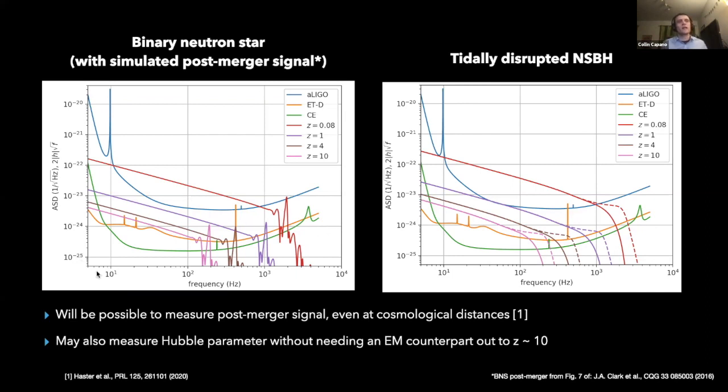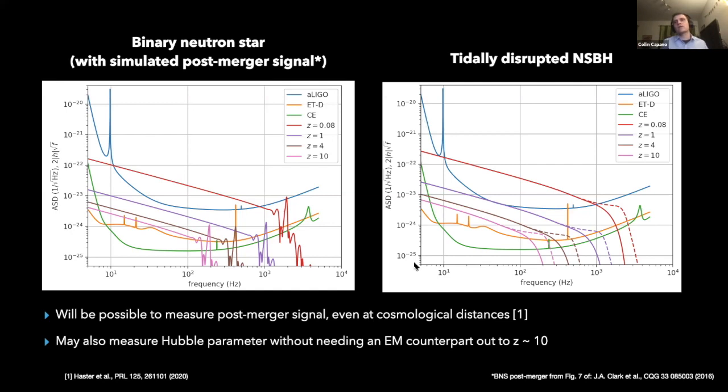So again, this is strain amplitude versus frequency, and I've plotted a few simulated signals, and this jiggly bit at the end is what you expect to get from the post-merger signal. There's this characteristic frequency that arises from that, and by measuring it, you can learn about the hot equation of state. I'm also curious about using this as a cosmological probe to measure the Hubble constant out to larger redshifts.